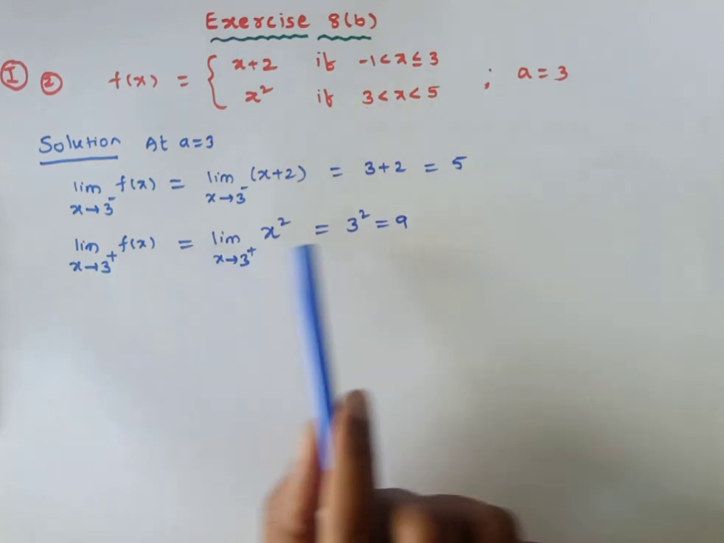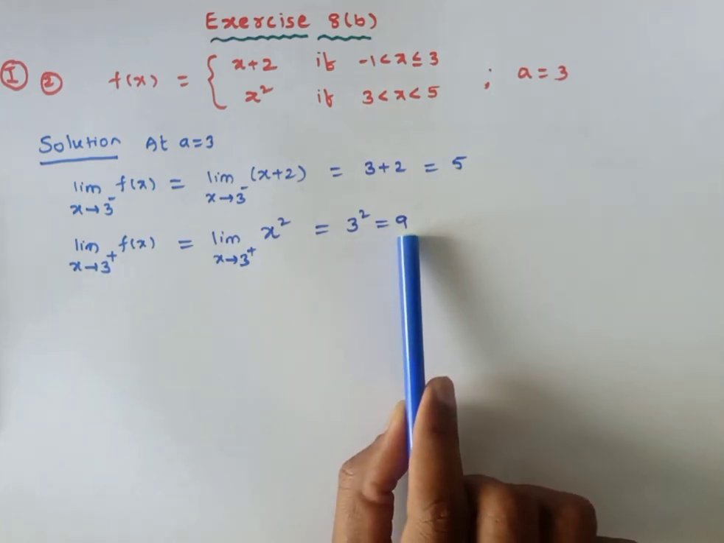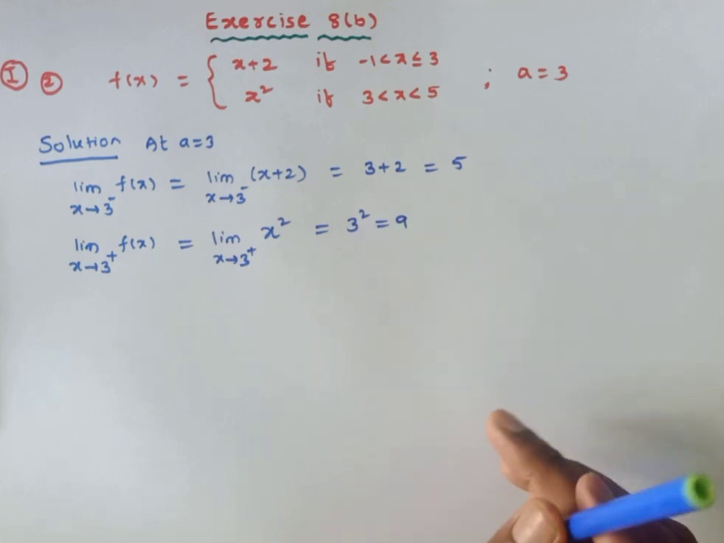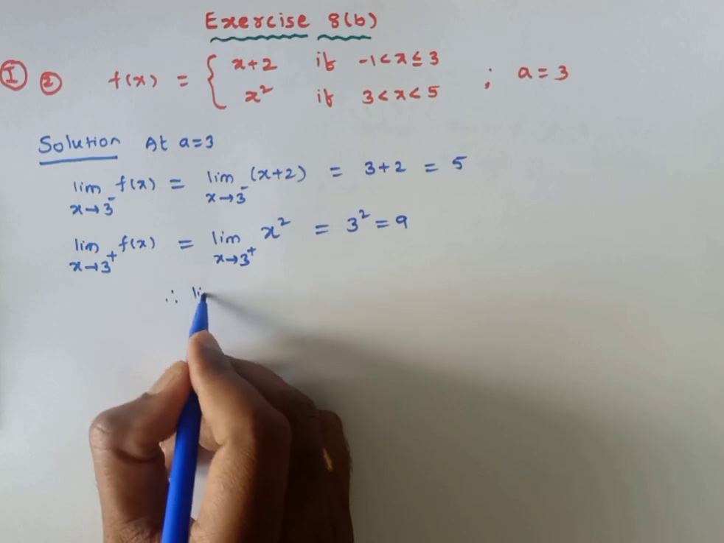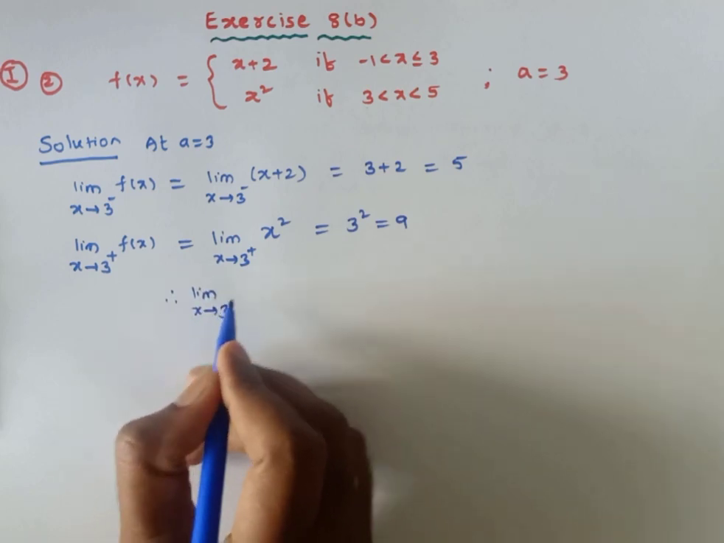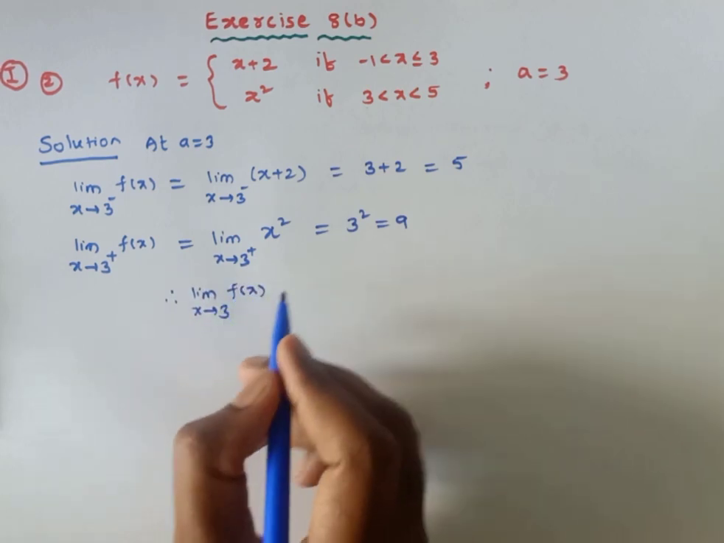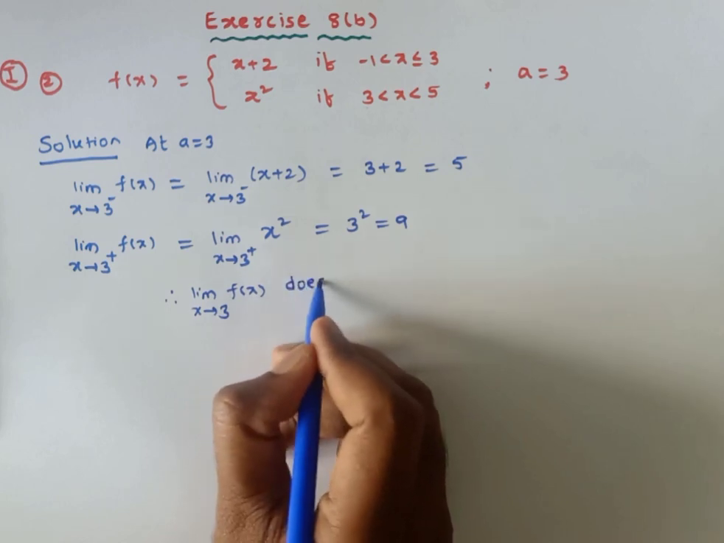Now here you can observe the left hand limit at 3 is 5, so it exists. The right hand limit at 3 also exists, but they are different. Therefore limit x tends to 3 f of x does not exist.